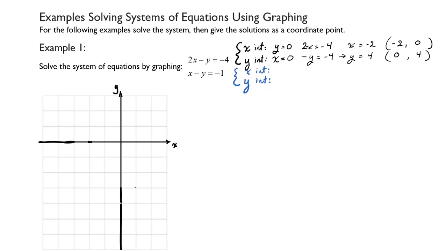We can plot these points on our graph and then connect the dots. -2, 0 is our first coordinate point for the x-intercept, and 0, 4, and I'm going to have to imagine where that point is, sort of, up here along the y-axis. Now I'm going to do the same thing for the second equation. I'm going to connect the dots though, because that's important.